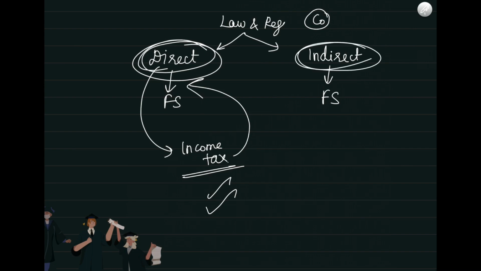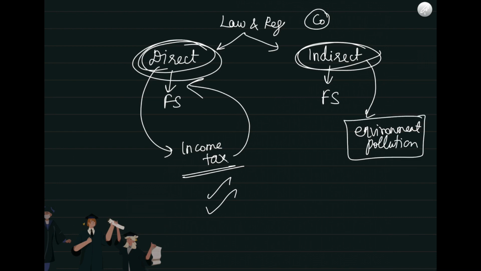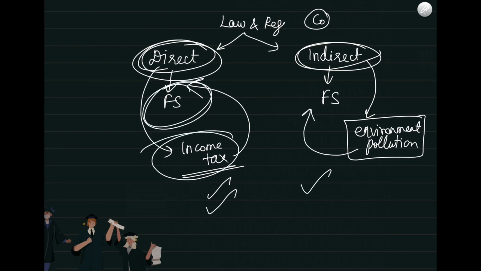Whereas if you see indirect laws, let's take an example of an indirect law, which is your environmental law. Like you have to keep the environment neat and clean, or suppose your pollution act and all of that. So here what happens is that if the company is going to follow these laws and regulations, then well and good. It will not have any impact on the financial statements.